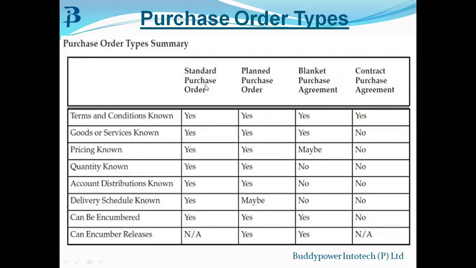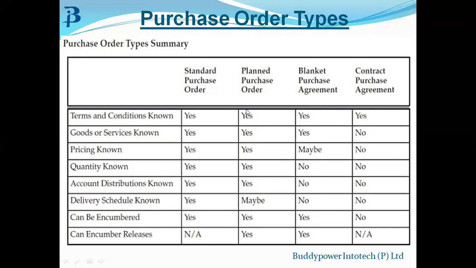Basically, you generally create standard purchase orders for one-time purchase of various items. You create standard POs when you know the details of the goods. So you know the terms and conditions, the goods and services, the pricing, quantity, the delivery schedule, and which can be encumbered or released. If you have enabled encumbrance, you'll know all the details of it. So in standard purchases, basically you know all the details of everything. So this is called a standard purchase.